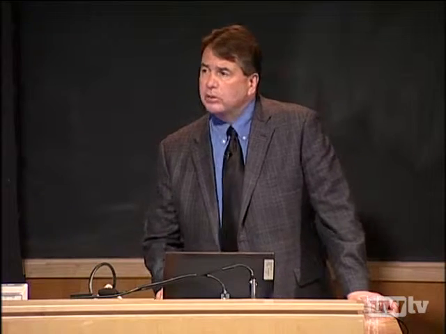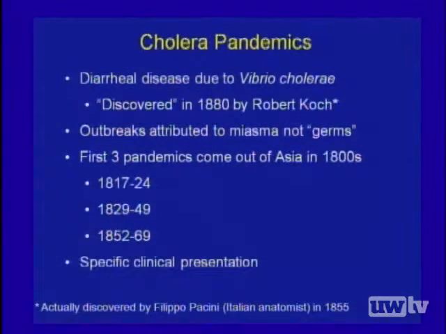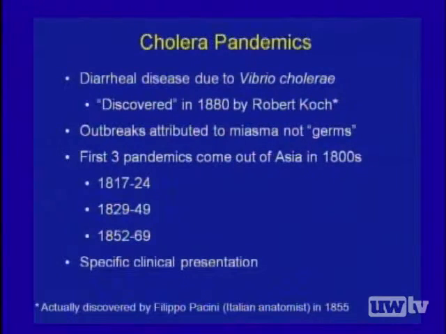A little about cholera pandemics at the time of John Snow. Cholera is a diarrheal disease due to Vibrio cholerae. We often say that it was discovered by Robert Koch, but in fact Filippo Pacini probably discovered it in 1855. It's just that Robert Koch had better press. These outbreaks at the time were attributed to miasma, or bad air, and not germs or bacteria. The cholera pandemics had never come out of Asia until the 1800s, and during that time we had 3 pandemics. The one we're going to talk about is the third one, from 1852 to 1869.